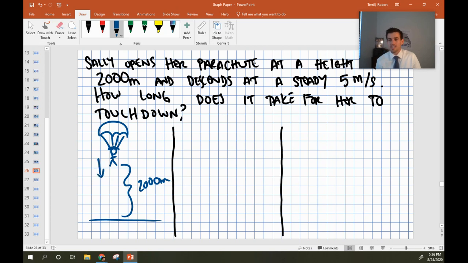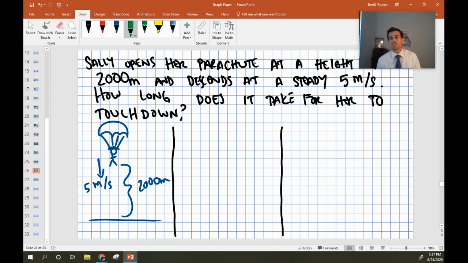And I know that she's descending at a steady 5 meters per second. So that's a pretty good sketch, but I am missing a little bit of material because now that I've got my drawing in here, I have to set up my coordinate system. So I'm going to set up a coordinate system that says where my zero is, where my positive direction is, and where my negative direction is.